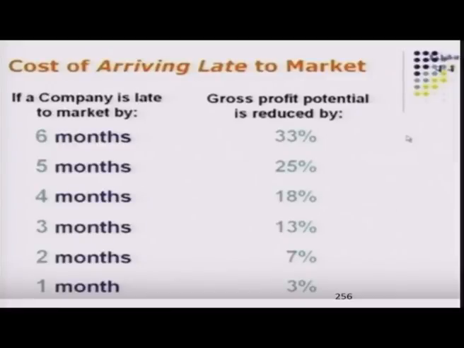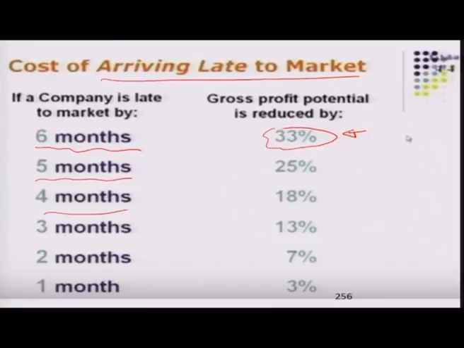So obviously there is a huge cost or penalty of arriving late to the market. If the production schedules are delayed, then if the company is delayed by 6 months, the gross profit gets reduced by about 33%, and that's how the shipbuilding statistics say actually. Similarly, if it is 5 months, 4 months, 3 months, 2 months and 1 month, the gross profits, as you see, are reduced by a lower amount if you are early in the business, okay, or if your production dates are earlier. So this is a kind of history also of QFD.